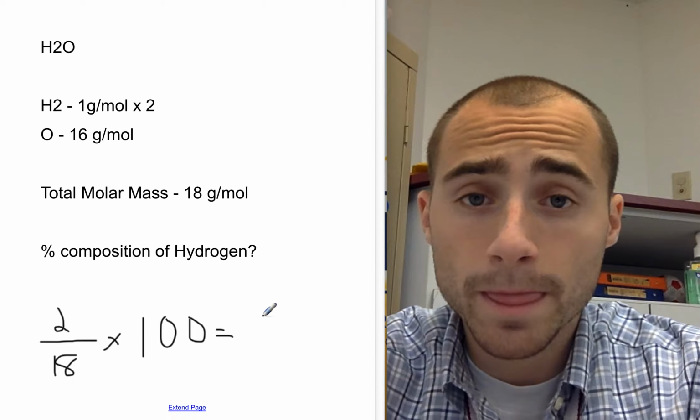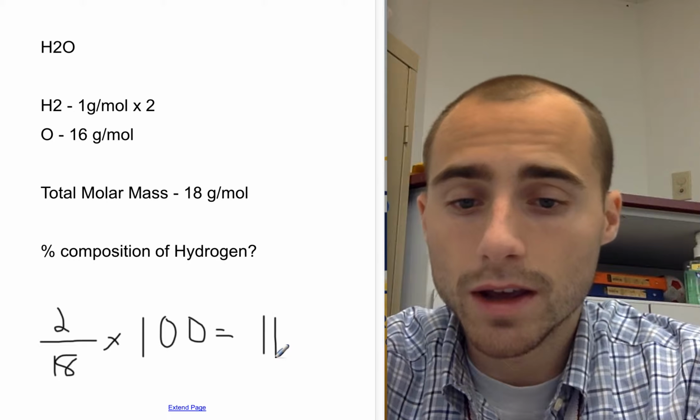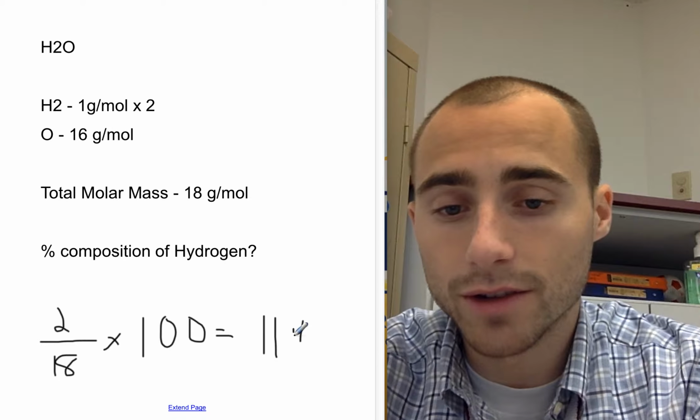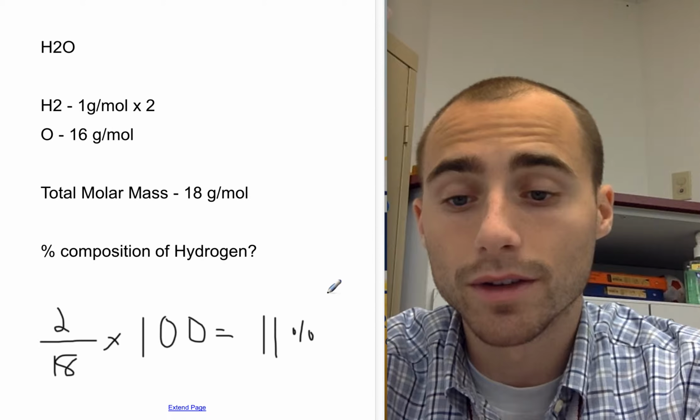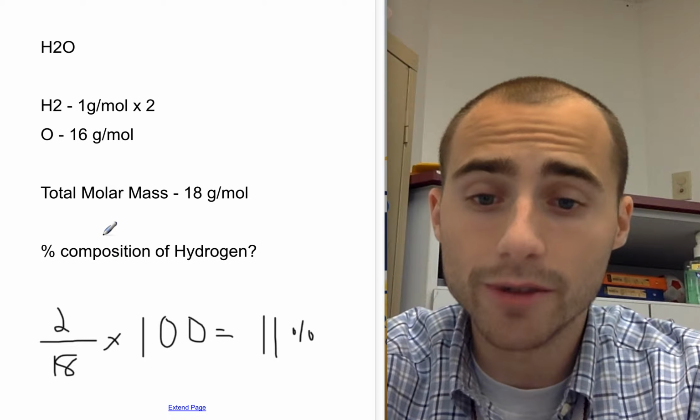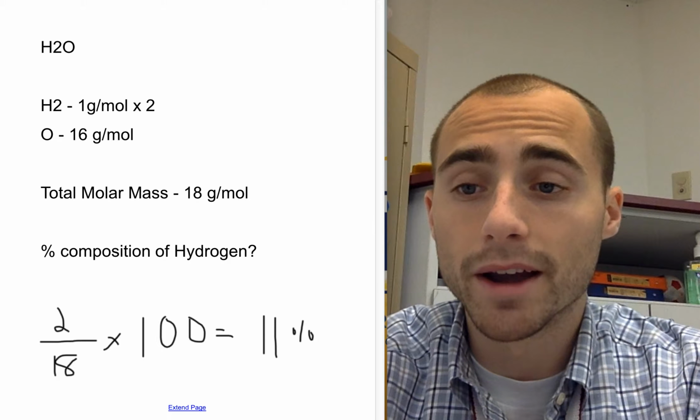So every water molecule is approximately 11% hydrogen, meaning it's about 89% oxygen. That's kind of interesting. Water is mostly oxygen. Even though there are two hydrogens, it's still primarily made up of oxygen. I'm going to do one more example for you, and then we will be done.